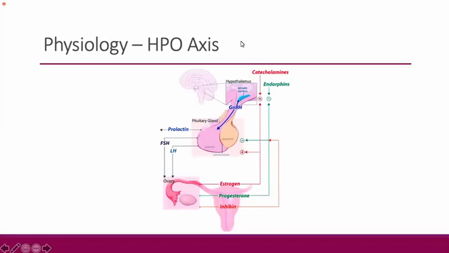Right. Now, just to recap, you remember your physiology, the reproductive health physiology time. From the hypothalamus there is GnRH, and the GnRH acts on the anterior pituitary gland, which secretes FSH and LH, which work on the ovary and produce estrogen and progesterone, and this will inhibit the pituitary gland and the hypothalamus, right? So that is the normal HPO axis.